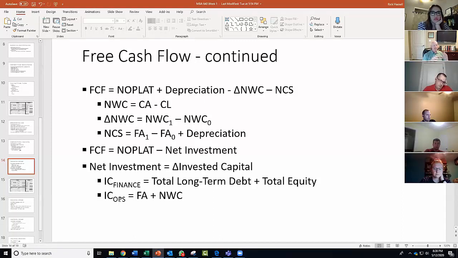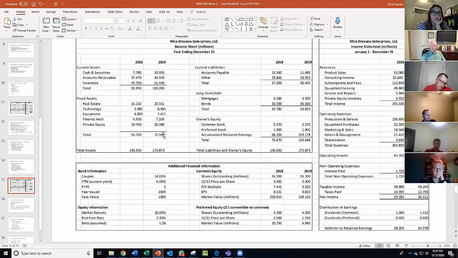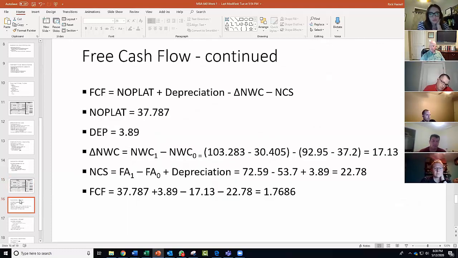However, I almost always use the operations approach, the invested capital operations approach, which is the fixed assets plus net working capital. So fixed assets, whatever the fixed assets are of the company, here they're the total fixed assets, plus net working capital, and again, net working capital is current assets minus current liabilities. So fixed assets plus net working capital, okay? That's the operations approach.